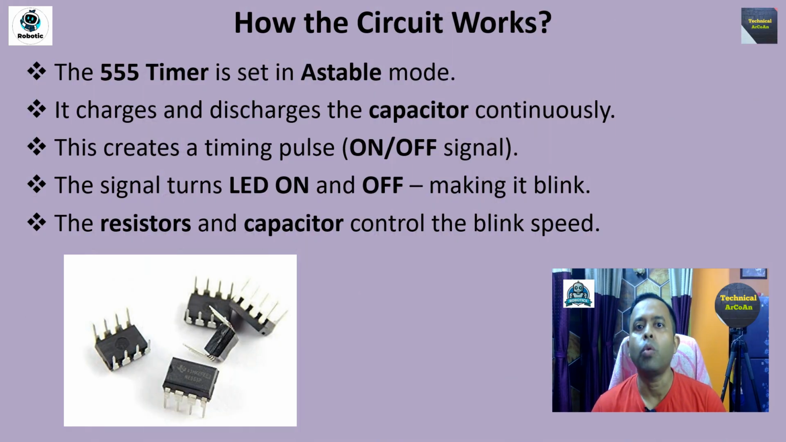Now how the circuit works. The IC 555 timer is set in astable mode. It charges and discharges the capacitor continuously. This creates timing pulses, an on off signal. The signal turns the LED on and off, making it blink. And the resistors and capacitor control the blink speed.